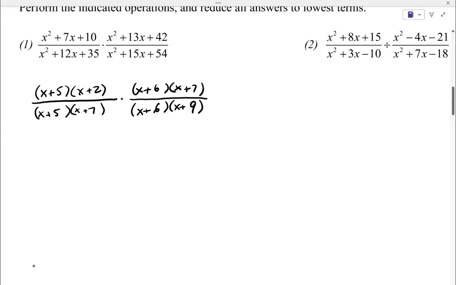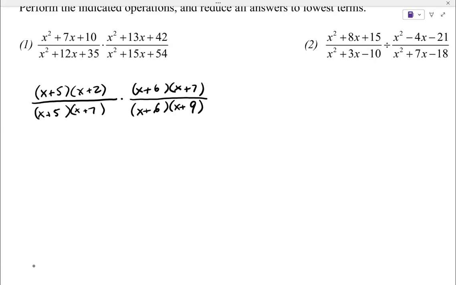If you need to use the AC method, please do. That's fine. It's a little bit easier when you've got a leading coefficient of 1, right? You don't have to worry about what multiplies to give you that last number and adds to give you the middle number. All right, since everything here is multiplied now, this is multiplication. Since everything is multiplied, we can divide out common factors.